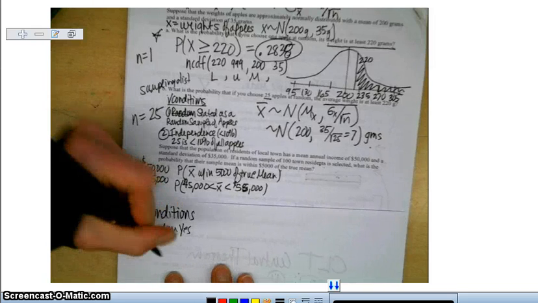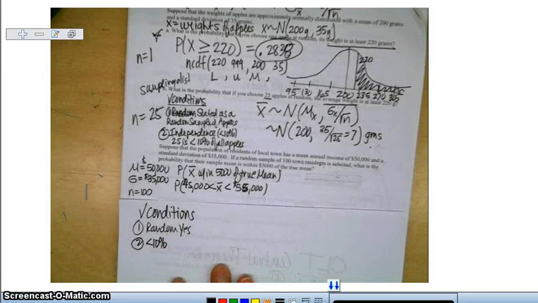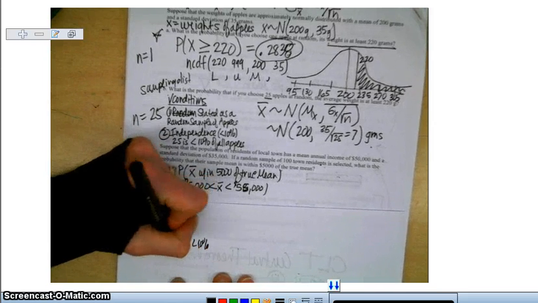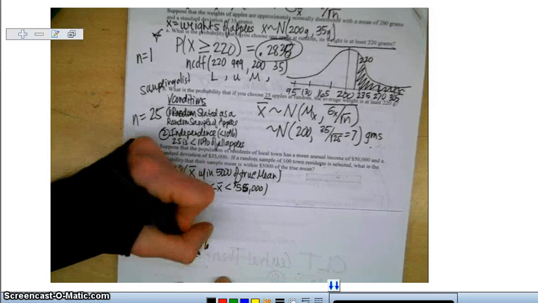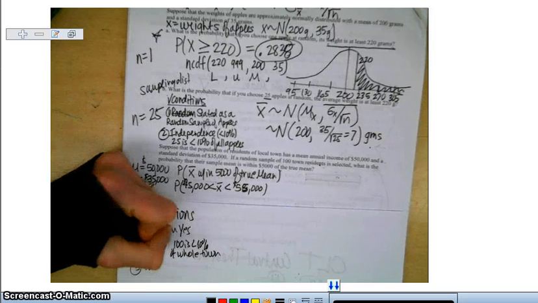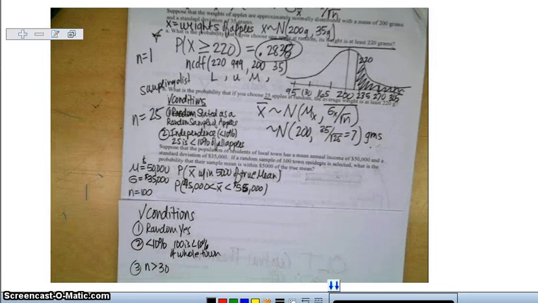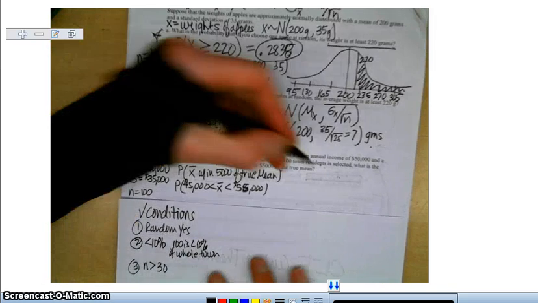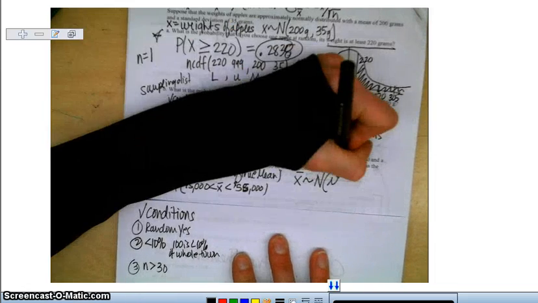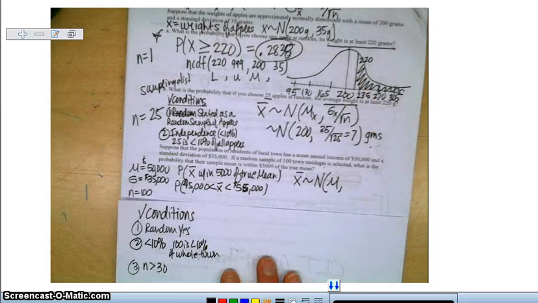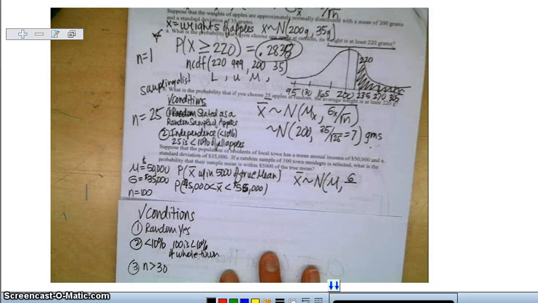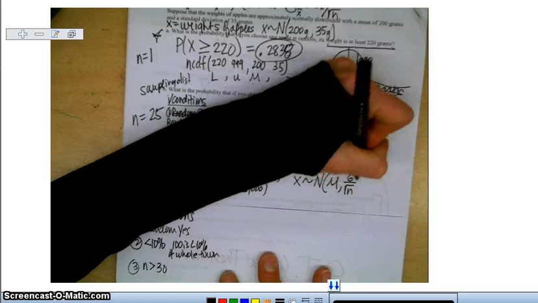Second, is it less than 10%? Is it independent? Yeah, 100 is less than 10% of the whole town. We're going to assume that. Yes, there's always those what ifs. And then third, is n greater than 30? Yes. Okay, so we can stop there. So what that means for us is that X bar is normal, and the mean is the true mean. And how do you calculate the new standard deviation? Standard deviation over what? Square root of n.